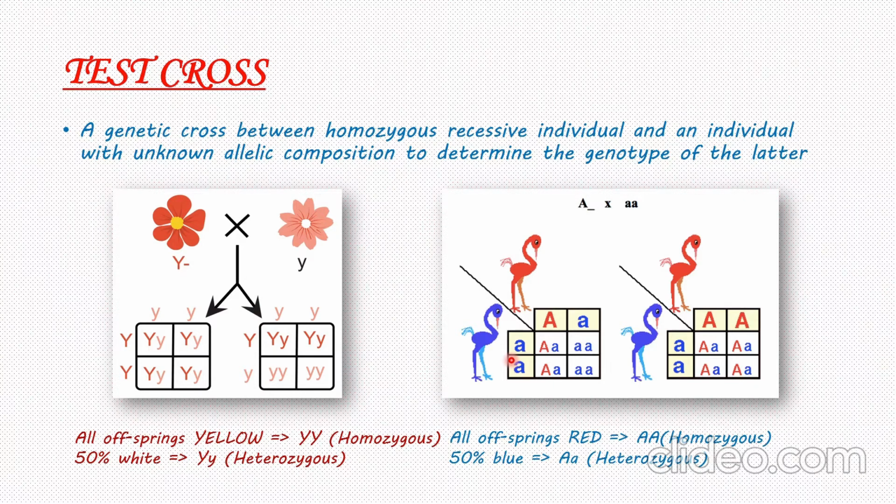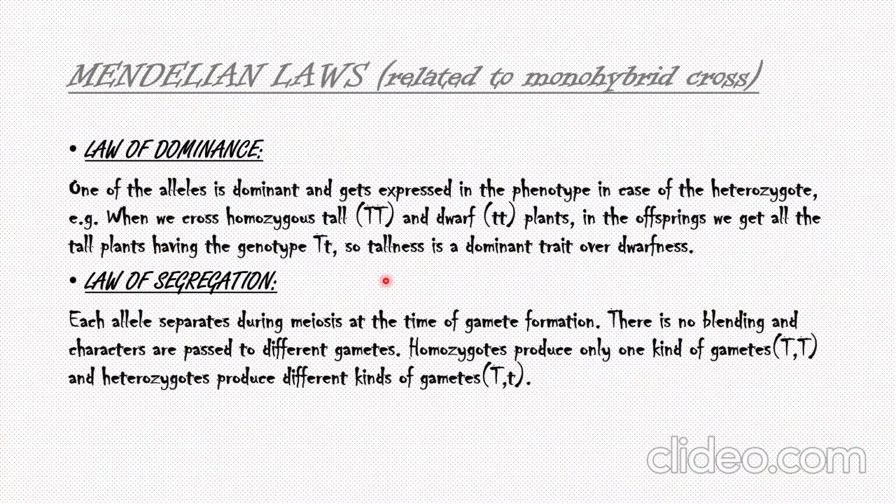So based on all the previous observations, Mendel stated the following laws relating to monohybrid cross, that is, cross involving only one trait. And the laws are: law of dominance, which states that one of the alleles is dominant and gets expressed in the phenotype in case of the heterozygote. Example, when we cross homozygously tall, which is capital T capital T, and dwarf small t small t plants, in the offsprings, we get all the tall plants having the genotype of capital T small t. So, tallness is a dominant trait over dwarfness.